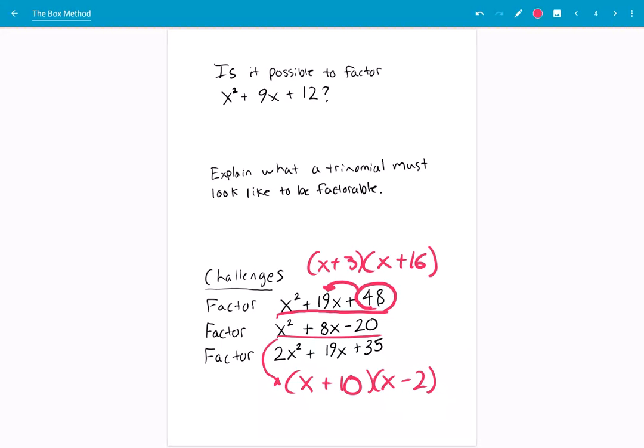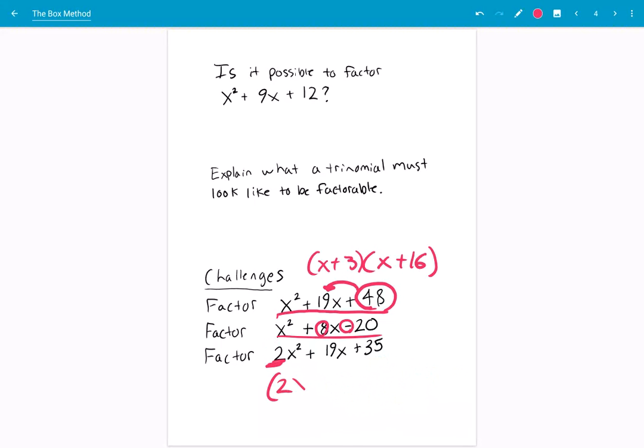And that is because when you have a minus here in your last term, you get one term that ends up being negative, and the other ends up being positive. So in effect, instead of adding to get this middle number, you actually subtract. So I'm looking for factors of 20 that subtract to 8, which are 10 and 2, or 10 and negative 2. The last one here is a bit of a doozy because we have this leading coefficient.